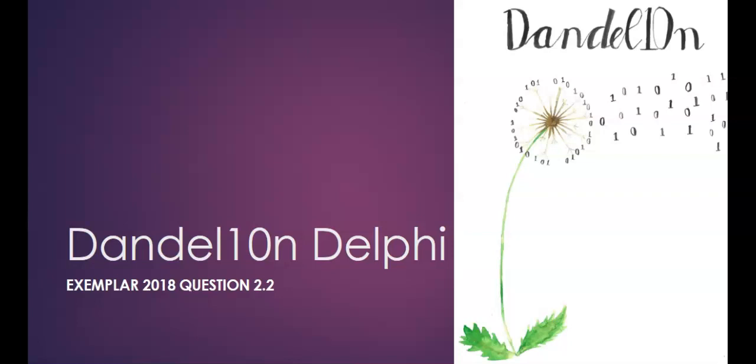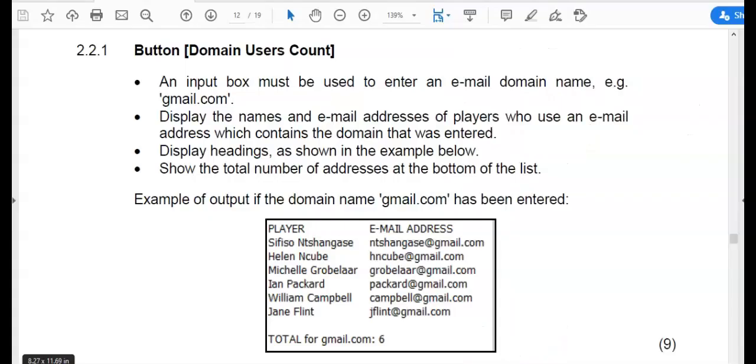We're going to look at the Exemplar of 2018 question 2.2. This would be for both grade 11 and 12 learners as it deals with database programming using our ADO table components to query our database. So this is the database programming section of the paper. Just a reminder that you're not allowed to use .filter, .sort or .locate in this paper.